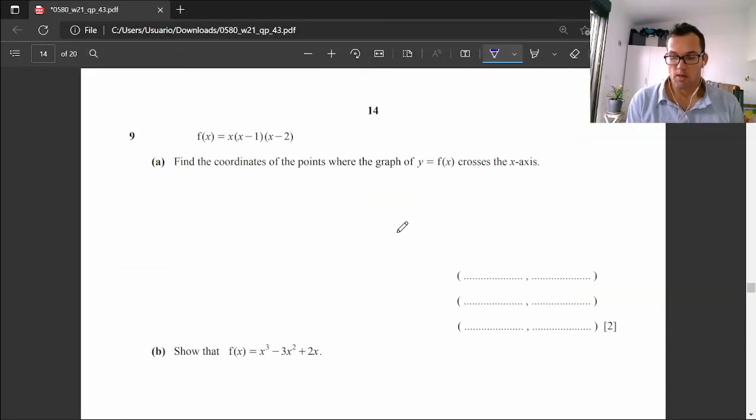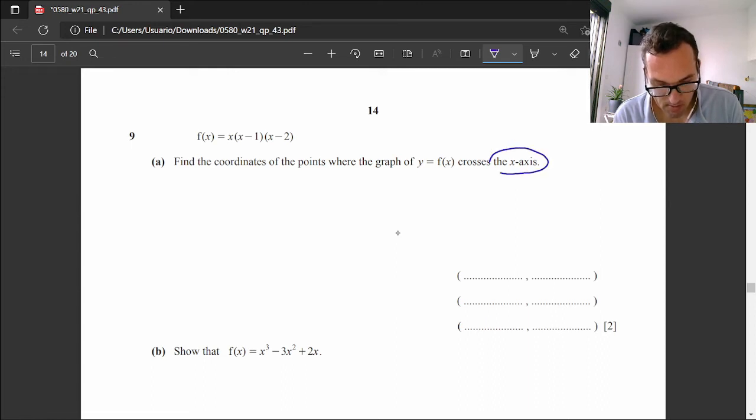Question 9. Look carefully. Find the coordinates of the points where the graph of y equals f(x), function of x, crosses the x-axis. All right. What happens where we cross the x-axis? Okay. y equals 0. Also, if we look at the next question, we can see that we got the same function f(x), and we got a cubic equation there. Okay, which means if we multiply out these brackets, we should get what's down there.